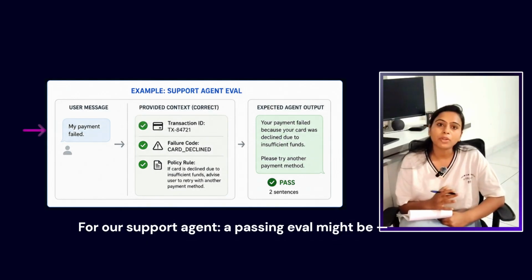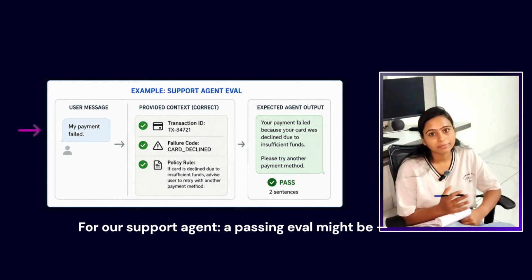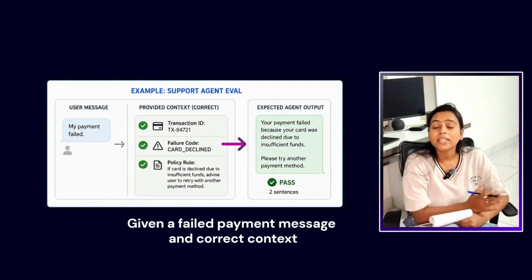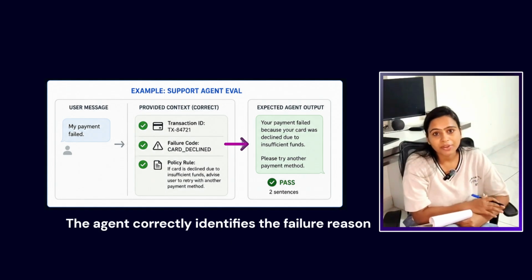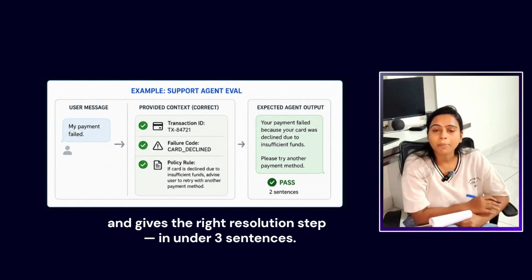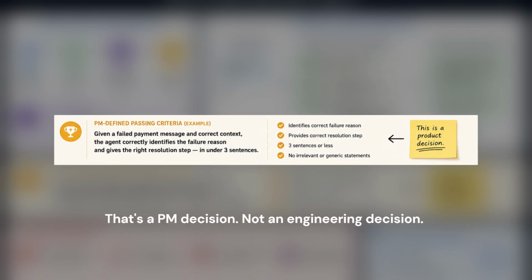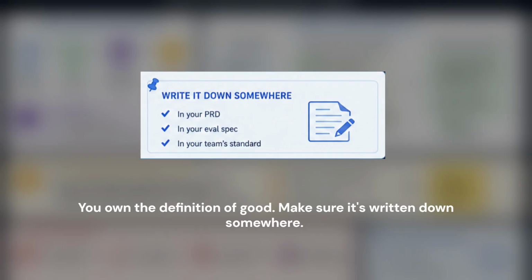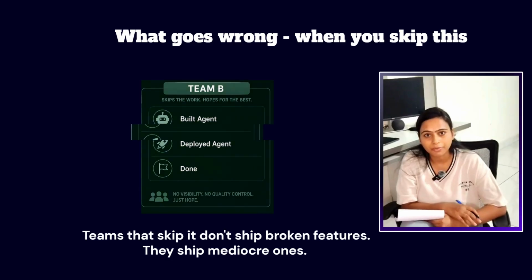For our support agent, passing evaluation might be: given a failed payment message and the correct context, the agent correctly identifies the failure reason and gives the resolution steps in under 3 sentences. That's a PM decision, not an engineering decision. You own the definition of good. Make sure it's written down somewhere.